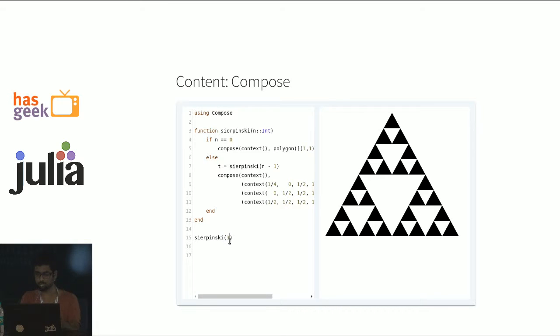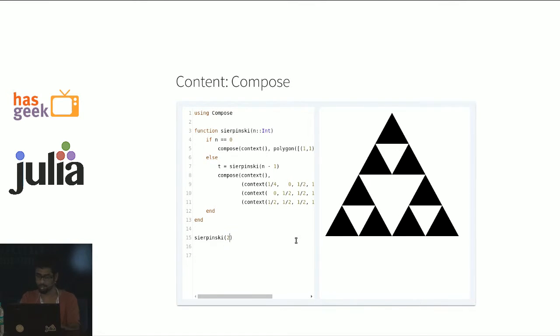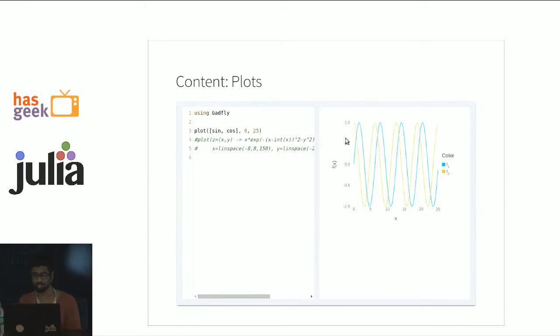So this is the Sierpinski triangle. It's a recursively defined triangle. For each triangle, you divide it into three more sub-triangles and draw an N-1 Sierpinski triangle there. So if I start at zero, it's just one single triangle. Keep splitting those things, and this is the definition in Compose, which is exactly equivalent. So you can also plot Gadfly plots, and Escher can draw it.